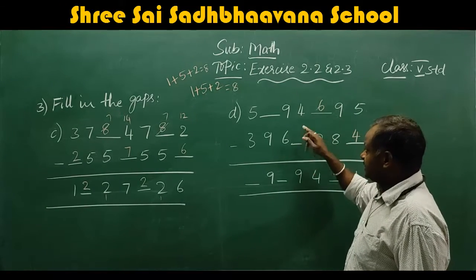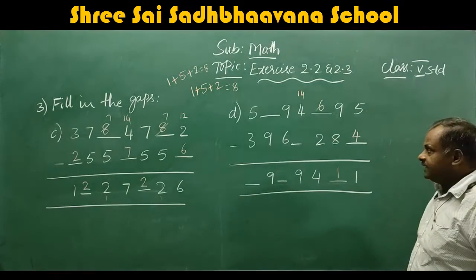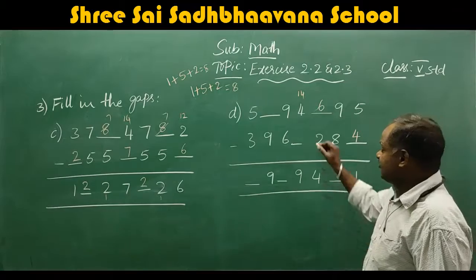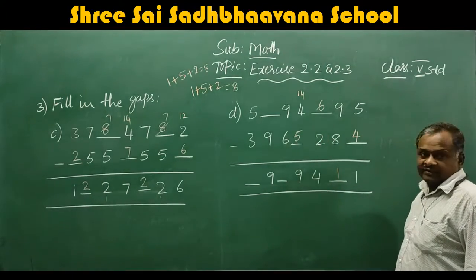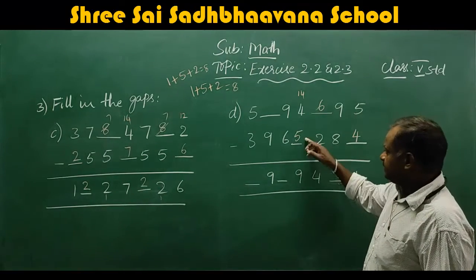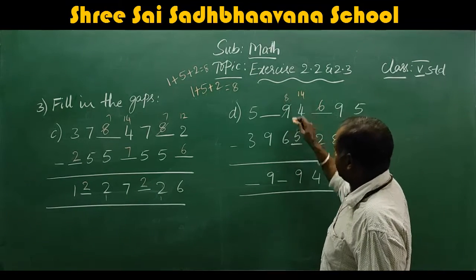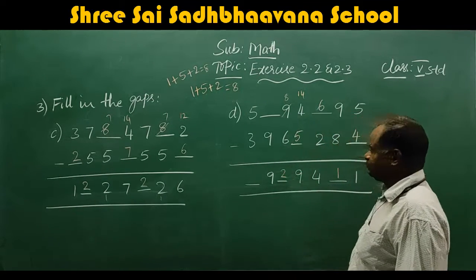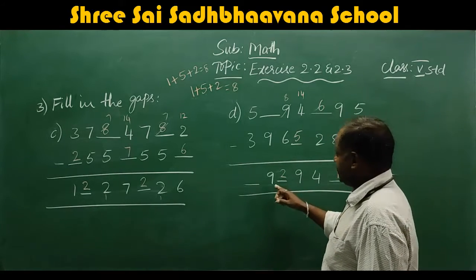So here you have to take carry. 14 minus 5 is equal to 9, because 9 plus 5, 14. So this becomes 8. 8 minus 6, 2. Once again, here it is 9.